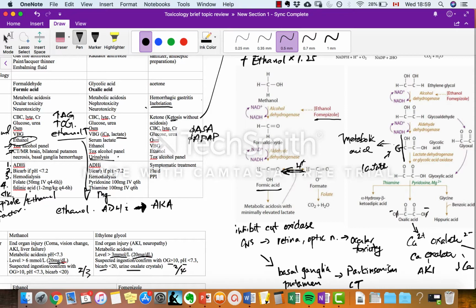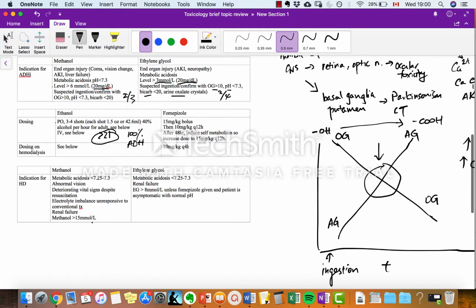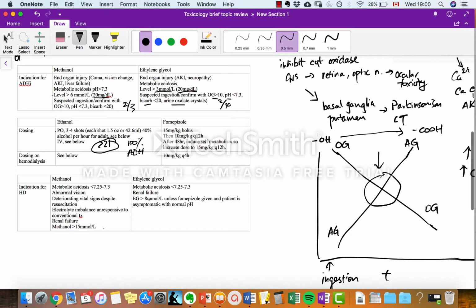Hemodialysis. This is for people who are very sick: severe metabolic acidosis, or any end organ injury, again vision, hemodynamics. They also talk about renal failure here from methanol, but that's a rare complication. Or if their concentration is greater than 15 millimole per liter, which correlates to 50 milligram per deciliter in American units. Same thing with ethylene glycol: basically severe acidosis, end organ injury like AKI, and ethylene glycol concentration greater than 8, which again correlates to American units of 50 milligram per deciliter.